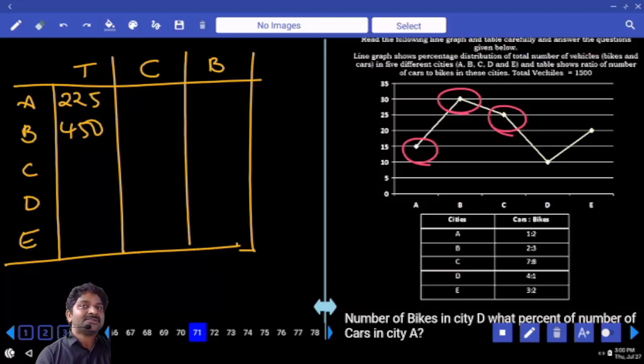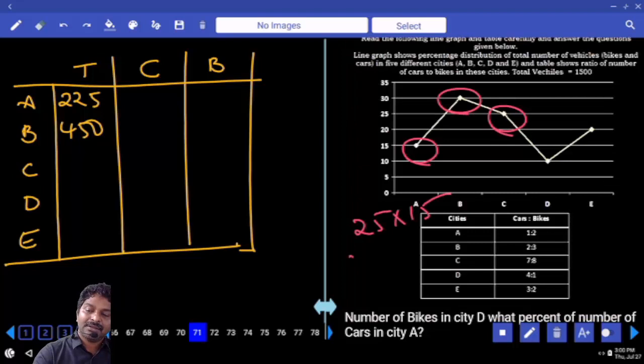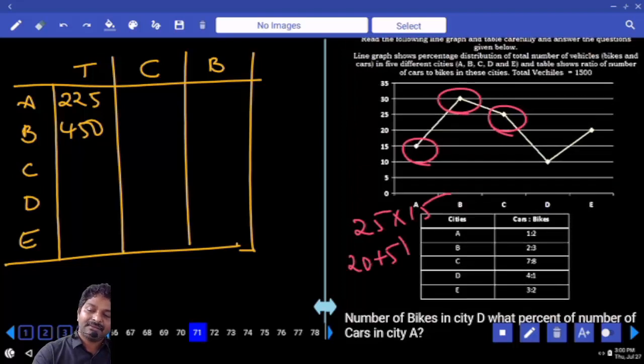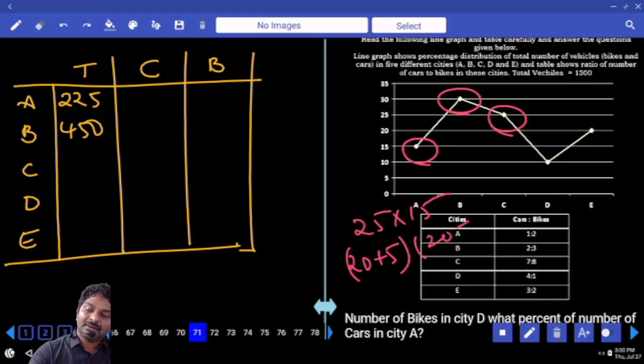25 can be written as 20 plus 5. 15 can be written as 20 minus 5. Following 25 into 15, this is 20 plus 5 into 20 minus 5, the (a plus b)(a minus b) concept. That is one way: 20 square minus 5 square.